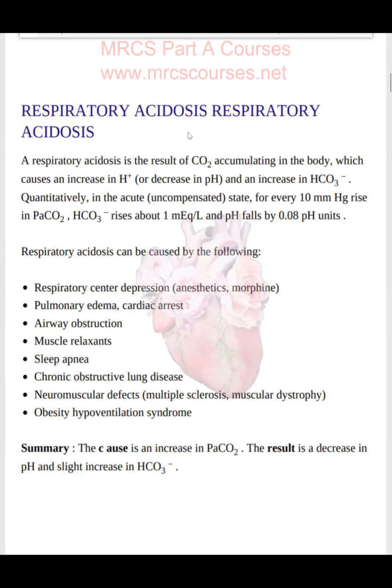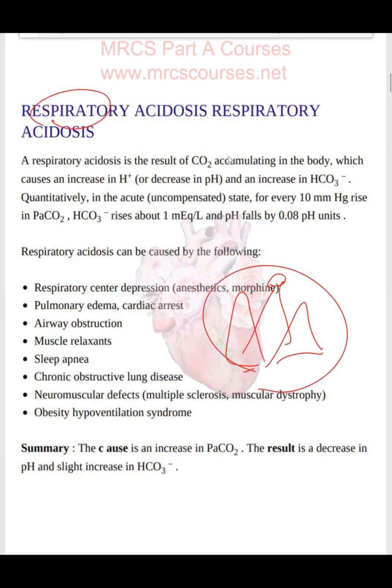Respiratory acidosis, very easy one. The lung cannot eliminate the acid. So the acid, which is CO2, will be accumulating. Again, because it is respiratory, the lungs are the cause. Acidosis, so accumulation of acids. So the CO2 is retained by any cause of hypoventilation. Any cause of hypoventilation, you will retain CO2 in your body.